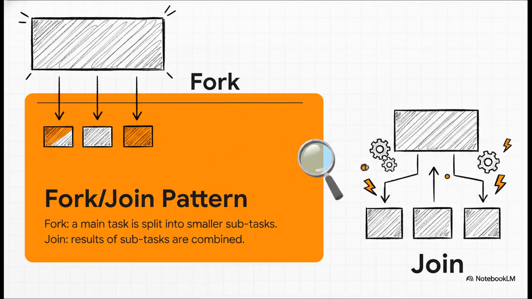You can think of it like a two-step dance. First, you have the fork step. This is where you take one giant task and you break it apart into a bunch of smaller, identical subtasks. Then once all those little tasks have been finished in parallel, you move to the join step, which is where you scoop up all the individual results and stitch them back together into one final answer.